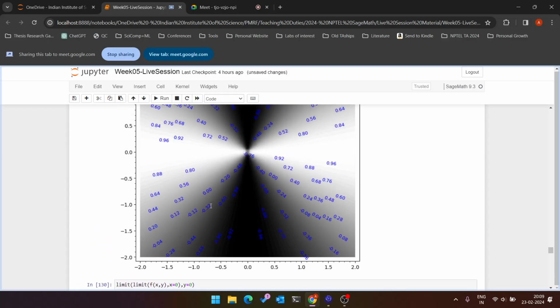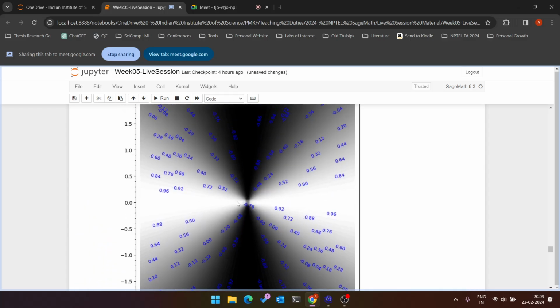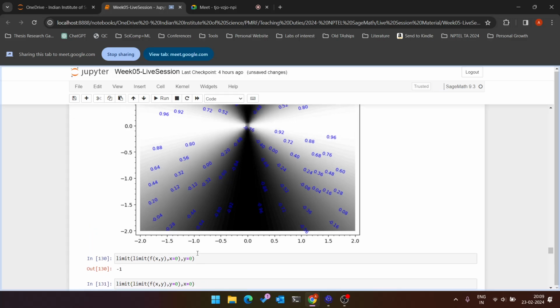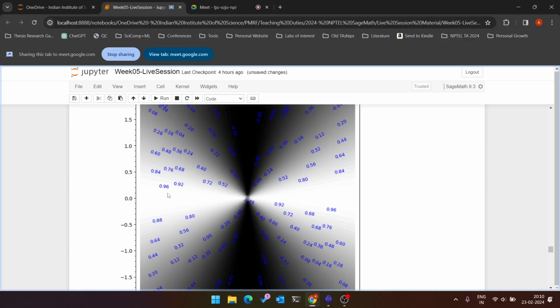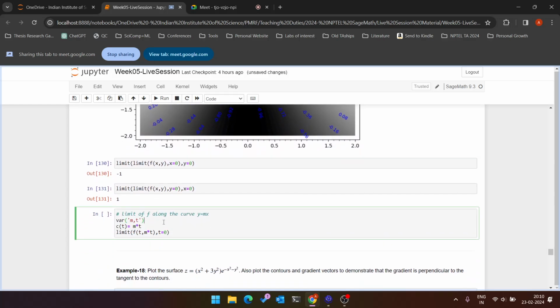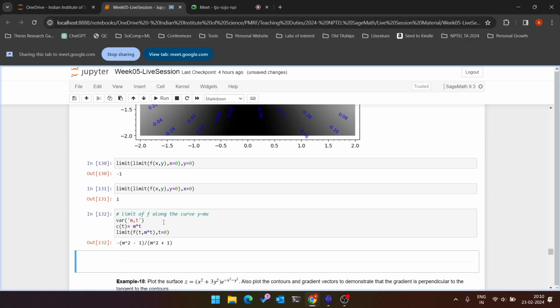My value becomes -1, which is what I'm seeing here. If I approach it along the x-axis, I set my y to be 0, and my value becomes +1. So my answer depends on the path, so my answer is no longer independent. If I approach it along any arbitrary line, y is equal to mx, my answer looks like (m square minus 1) upon (m square plus 1).